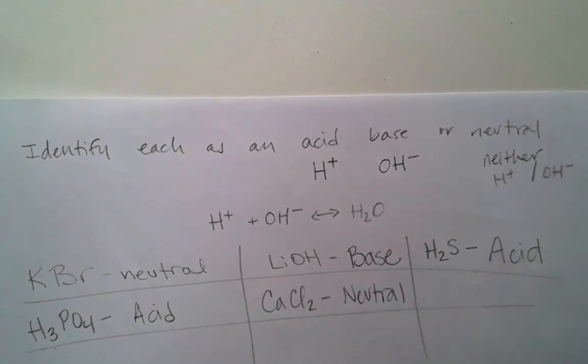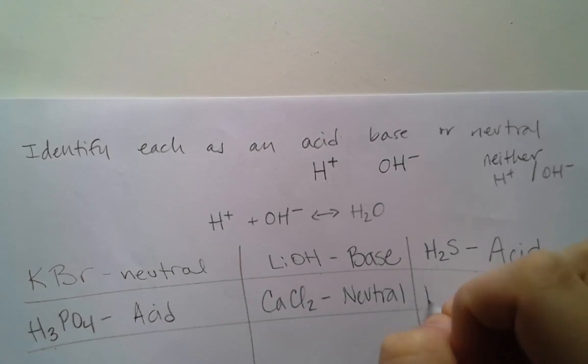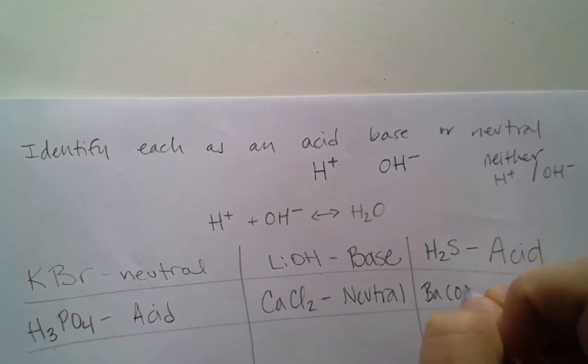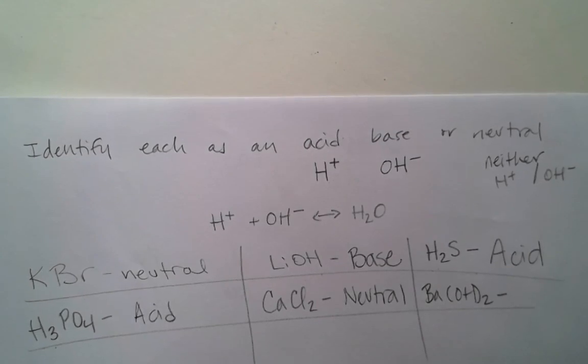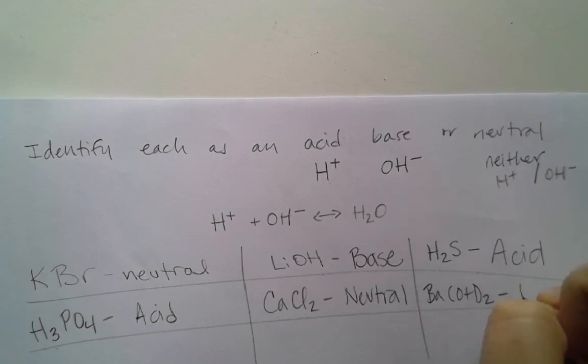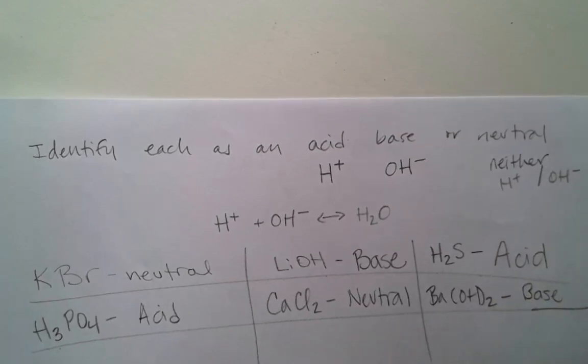Right. You got this. BaOH2, barium hydroxide. Does that start with an H? Nope. Does it end with an OH? Yep. That's base. How many OHs? There are 2 OHs. 2 OH groups. Alright. Check that off our bucket list.